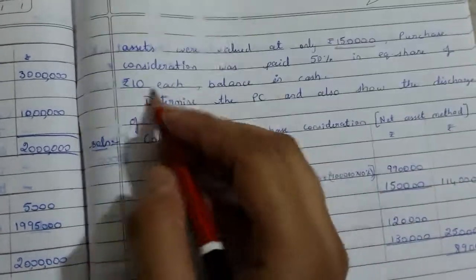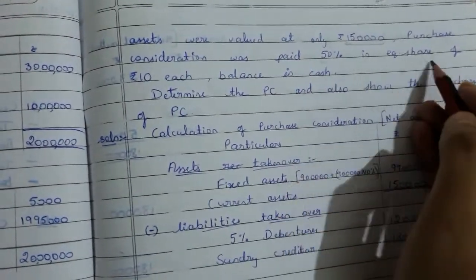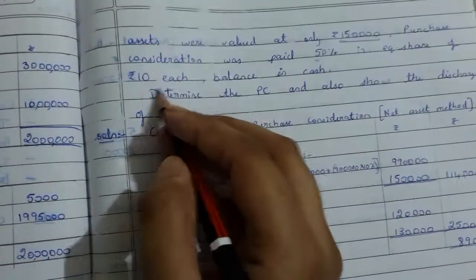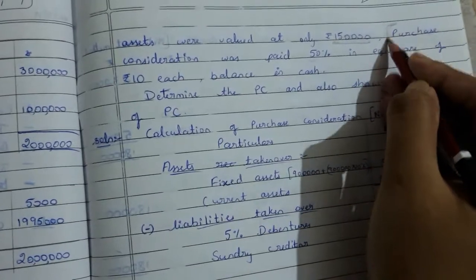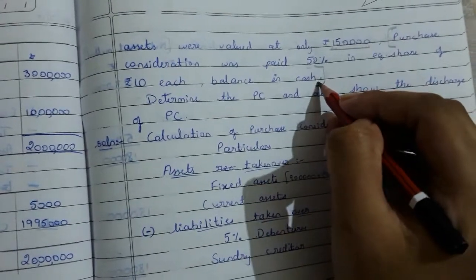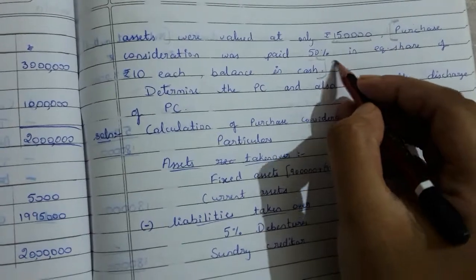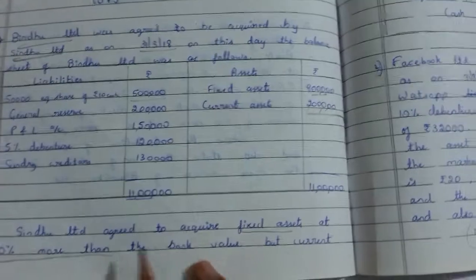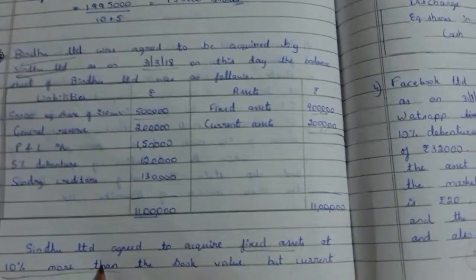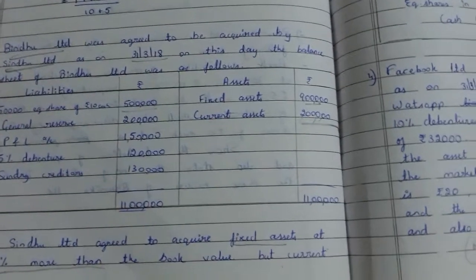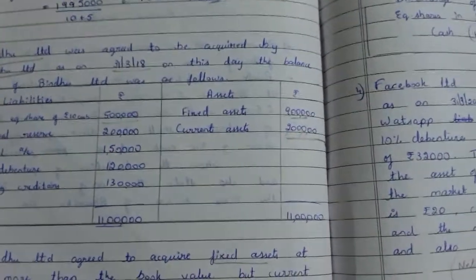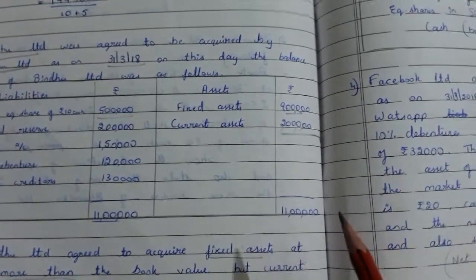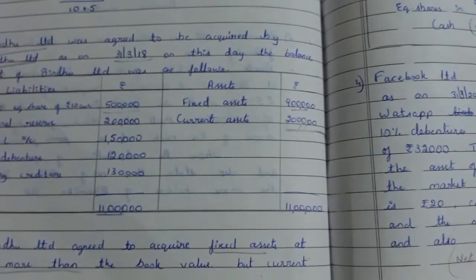So the purchase consideration was paid 50% in equity shares of rupees 10 each and the balance in cash. So this value you can understand. This is the payment, that is the discharge of PC. And this is all about the assets taken over. Whatever assets are given here, we should consider while calculating the net assets method, at market value, that is, whatever is given in the adjustment needs to be considered for the purpose of calculating the net asset method.